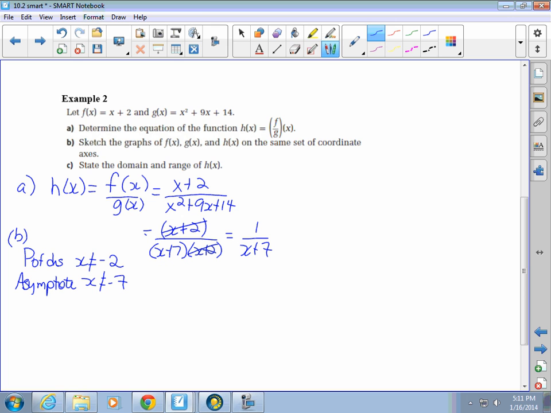Okay, so now they want us to sketch this on the same coordinate axis. So you have a couple of different ways of graphing this. I'm just going to use a table of values so you can see it that way. You could just graph x plus 2 because that's easy enough, just a straight line. G of x, you would have to change it into vertex form or use the table of values. And then for the h of x function where you've found the quotient, you could just do the table of values for that.